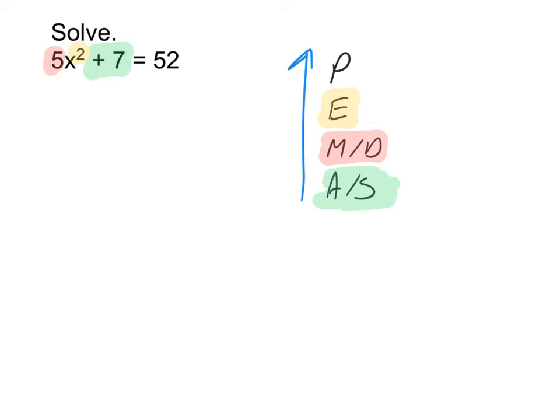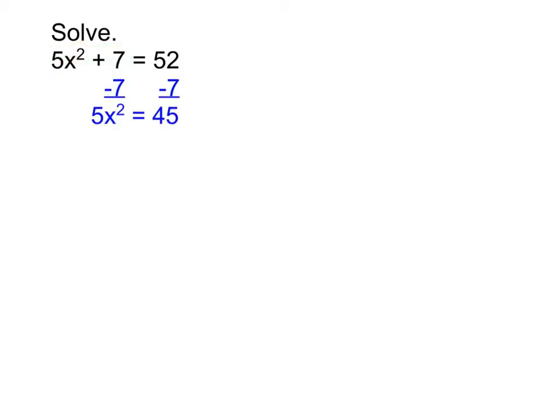So in order to get rid of the plus 7 here, which is the first thing I've decided I'm going to be doing, the opposite of adding 7 is subtracting 7. So I subtract 7 from both sides. Next up, remember, was getting rid of the multiplication, the 5. So right now, this is 5 times x squared. I want to undo that multiplication, so that means I'm going to need to divide both sides by 5. Now I just have x squared equals 9.